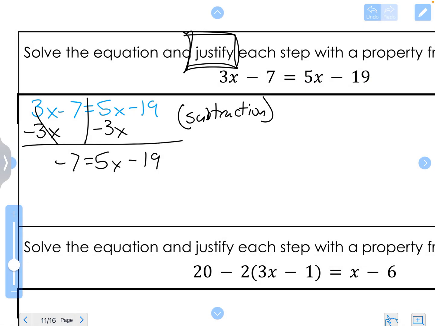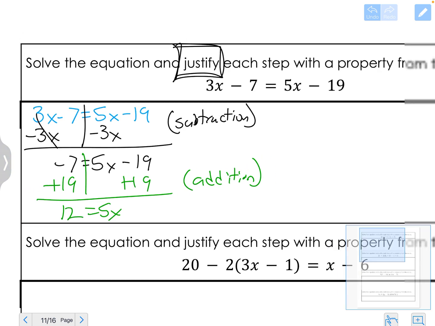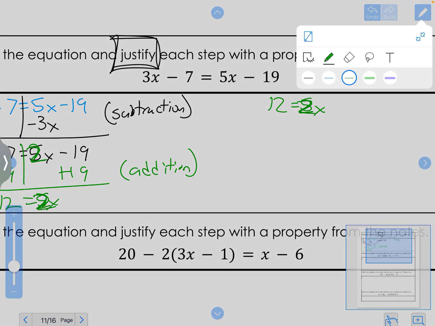So now my 7's lonely. I need to add the 19 to the other side. We should get a positive 12 equals 5x, and this was my addition property. So now I'm going to rewrite the problem. 12 equals 5x. Not 5x. My brain, that's a 2. It's an early morning and my brain is not thinking correctly. That's a 2. That makes the problem make way more sense.